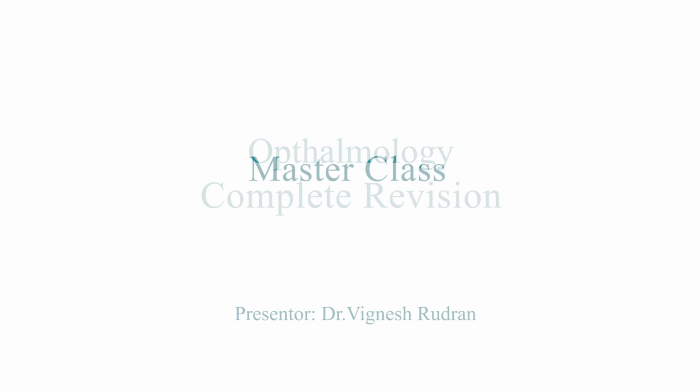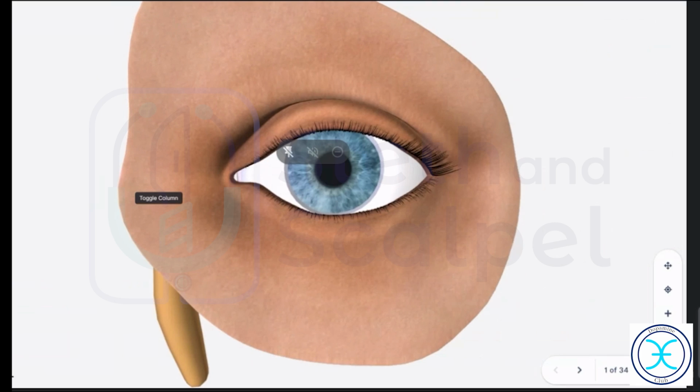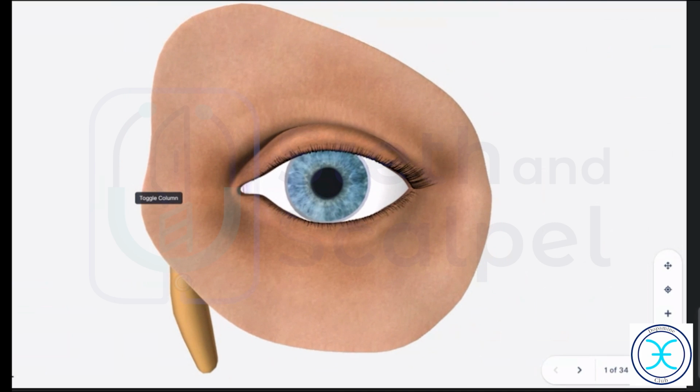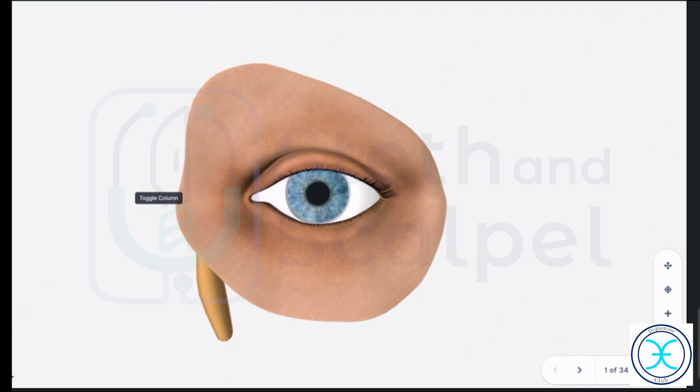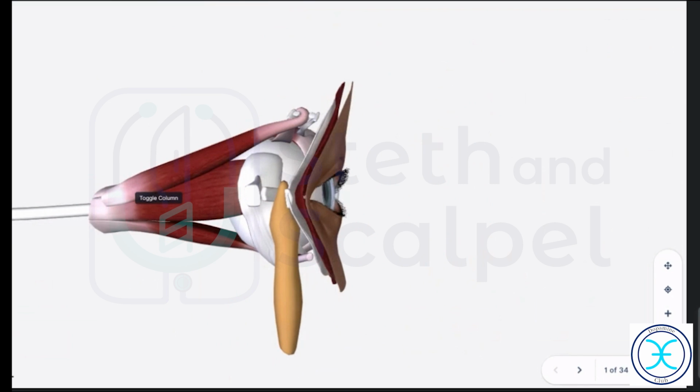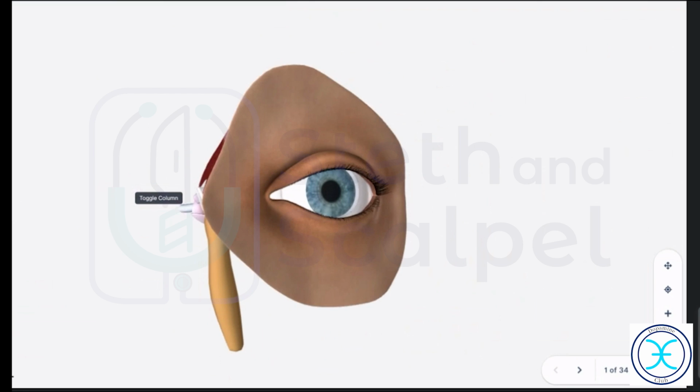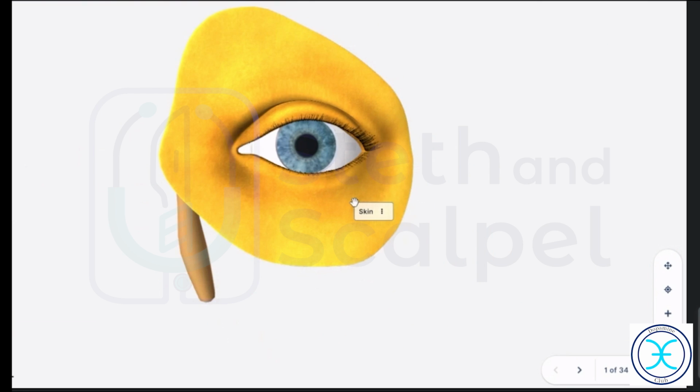Today we'll be covering a major portion of ophthalmology. So I want to start off with the anatomy, like what a layman would know, not as a medical student. So I've got this model over here. Can someone start telling me all the different structures you are able to see? We'll start off with the skin. Okay, so I'll remove the skin, and then you tell me what you're able to see over there.